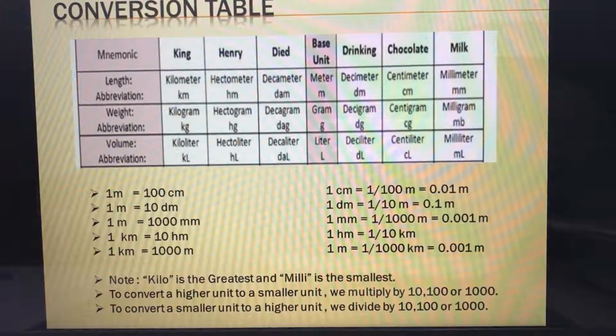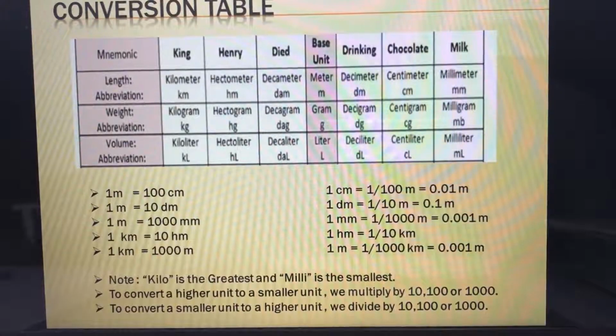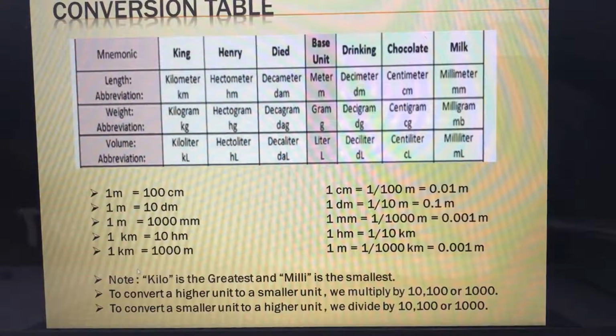So hence, kilo is the greatest unit and milli is the smallest unit. To convert a higher unit to a smaller unit, we multiply by 10, 100 or 1000. Likewise, to convert a smaller unit to a higher unit, we divide by 100, 1000 or 10.